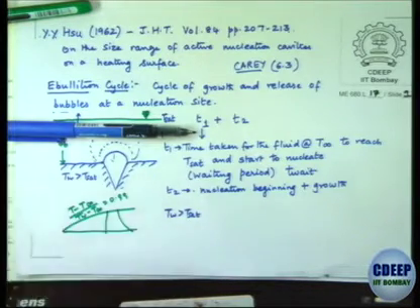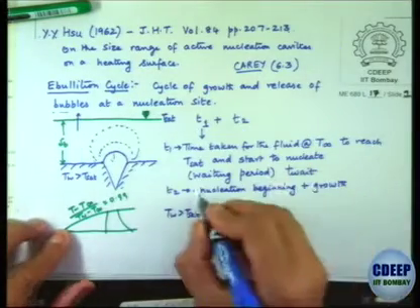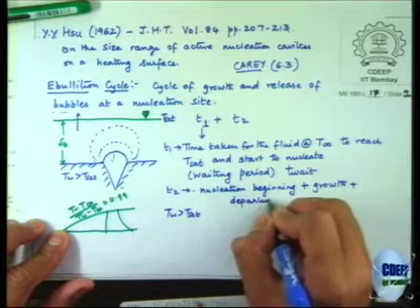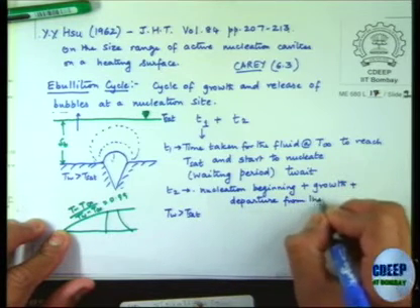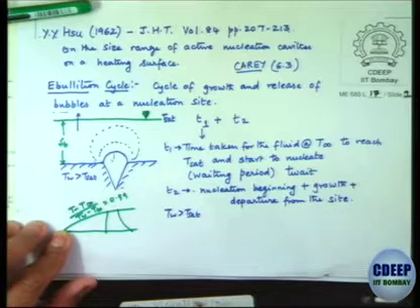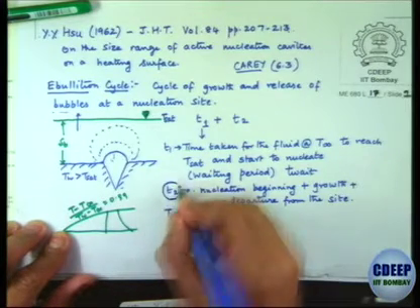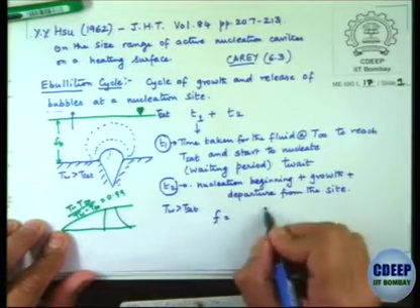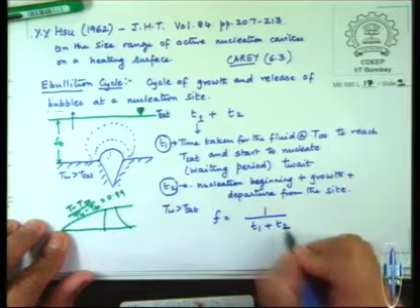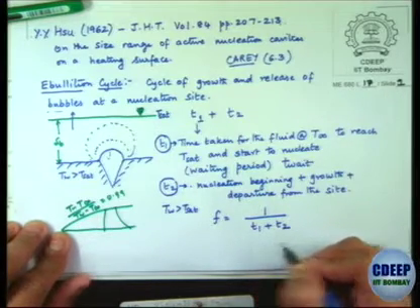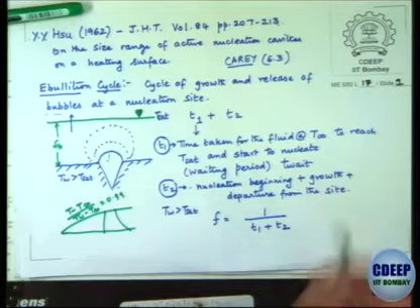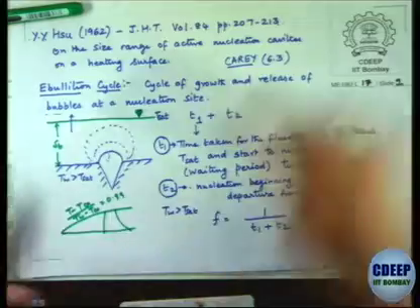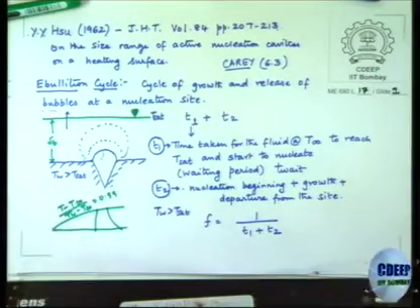But the bubble has physically left the surface, and that time, from nucleation beginning to growth and departure from the site, is the other time, T1 plus T2. And the frequency of bubble formation is obviously 1 over T1 plus T2, correct. So now, this is at a given instant. It gets a little confusing, and from a visualization as well as interpretation point of view, there are two ways of looking at it.